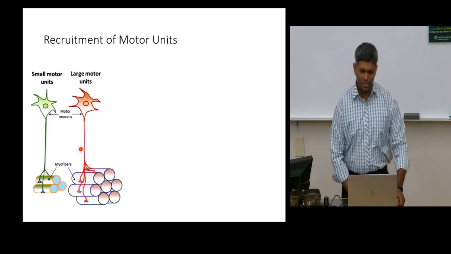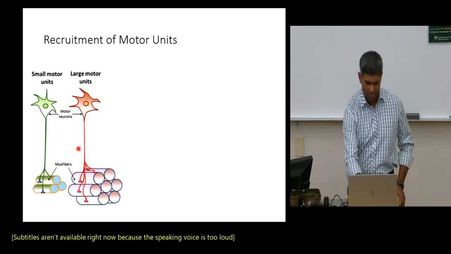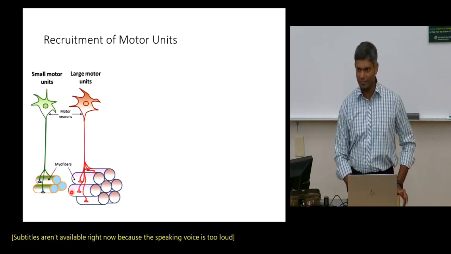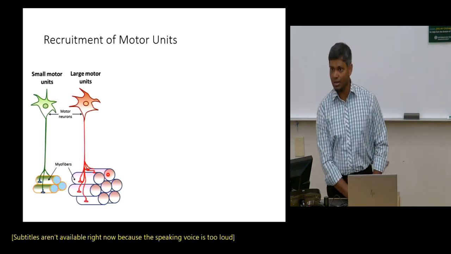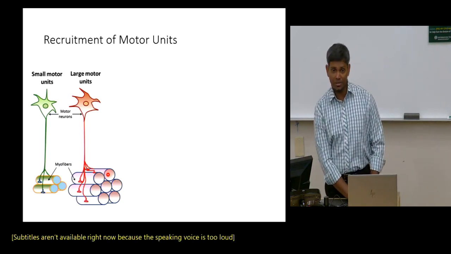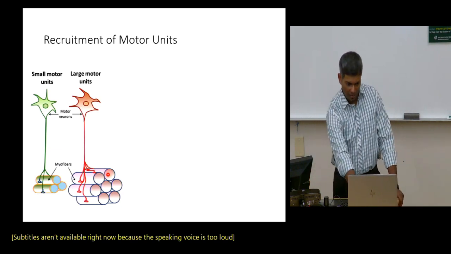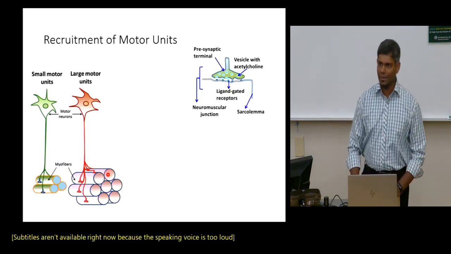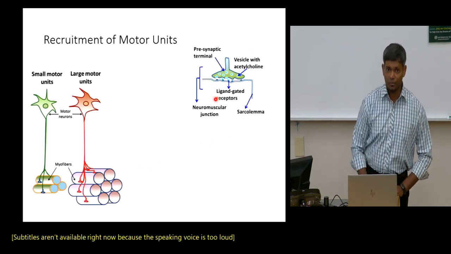And these motor neurons will carry signals to the muscles. And so we see that there can be small motor units and large motor units. Small motor units will innervate fewer muscle fibers, whereas a larger motor unit will innervate more muscle fibers. So how will this motor unit be activated? We see that it's all going to happen at the neuromuscular junction, and this is a figure we talked about previously.